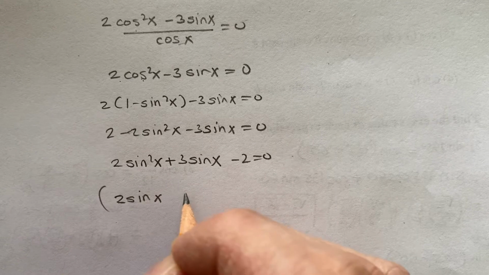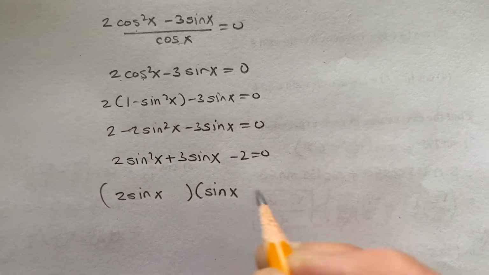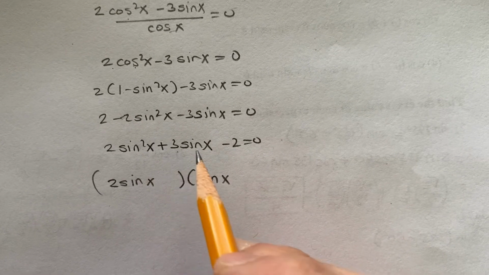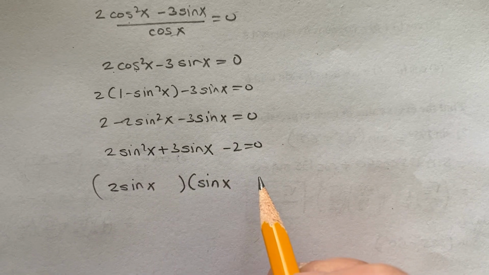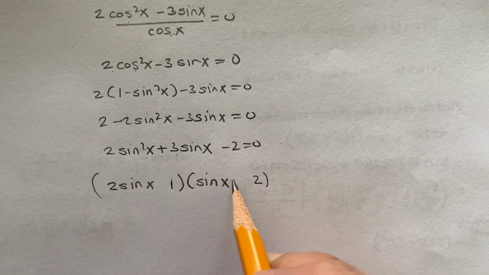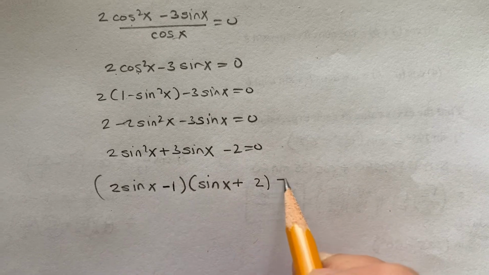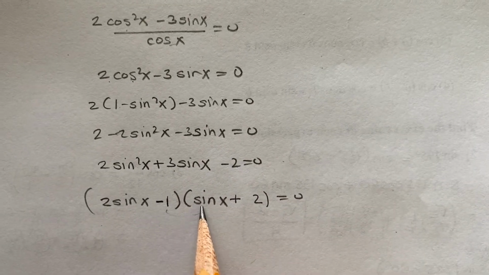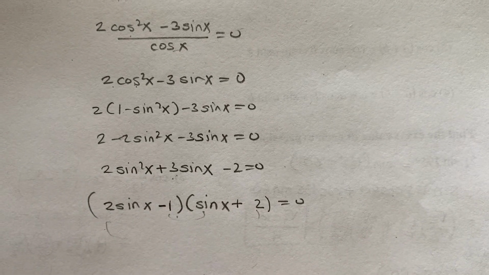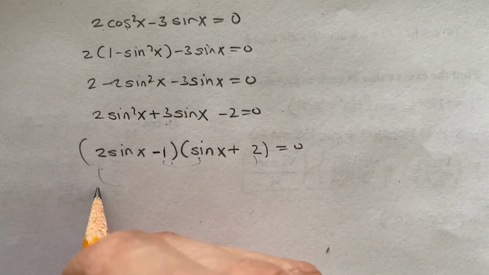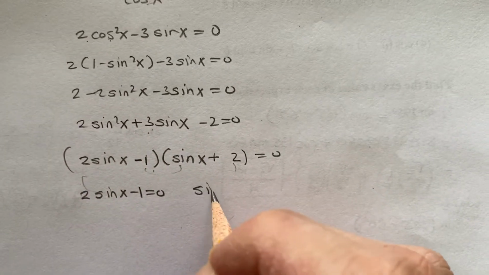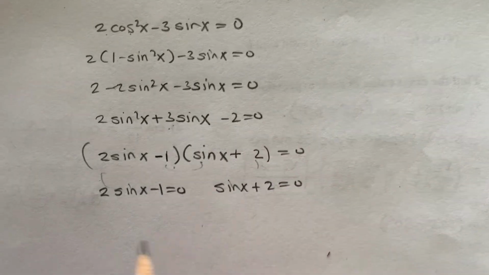I'm going to write 2 sine of x and then factors of 2 that are going to give me 3 here in the middle. I'm probably going to use 2 and then just 1 over here. Okay, and I want to call this positive. I want to call this minus. Right, this will give you negative sine x, positive 4 sine x, minus sine x gives you that middle term of positive 3 sine x. Okay, so we're almost done. Over here, we're going to get 2 sine of x minus 1 is equal to 0. Sine of x plus 2 is equal to 0.